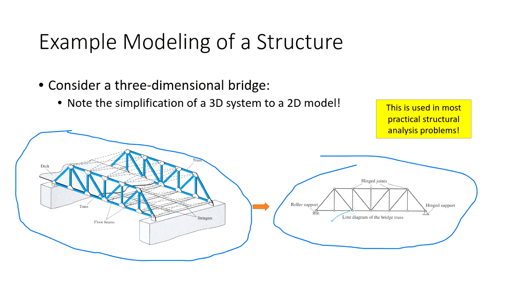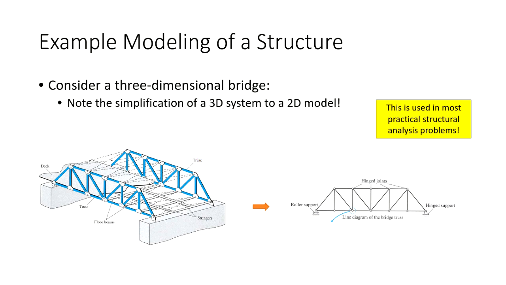And practically, most engineers are going to try and idealize their systems in 2 dimensions whenever possible. It makes the analysis simpler. It may be slightly more conservative, but in the end, it's a little more handleable from an analysis perspective. Now, I want to show you what that does to our moment computation.